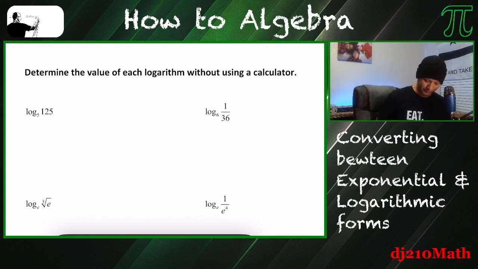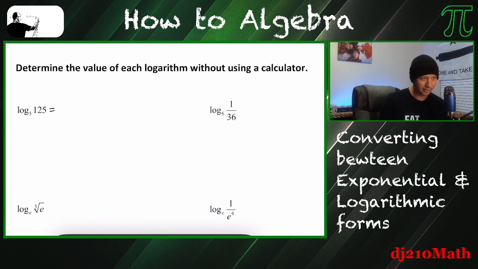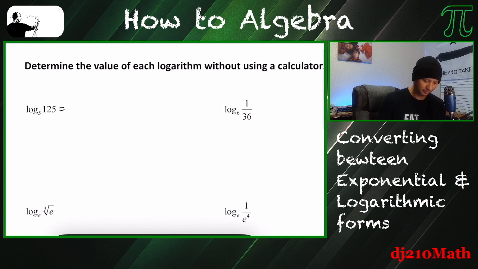Okay. So now let's determine the value of each logarithm without using a calculator. No calculator, just off the dome. So log base 5 of 125. Notice there's no equal sign. That's because I'm going to bring the equal sign. I'm going to set it equal to something. It doesn't matter what; you can set it equal to X, Y, A, B, C. We can set it equal to X, because X is the unknown. All right, it's equal to X.